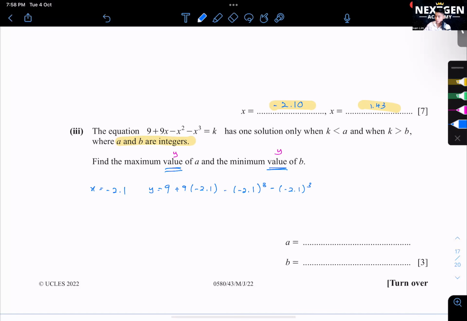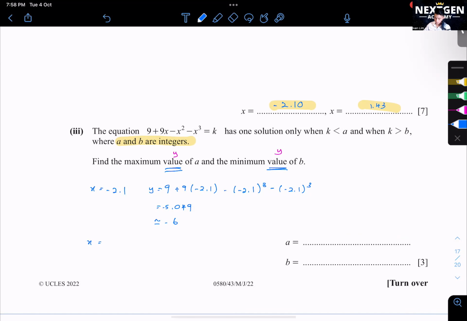2.1 cube. Okay, you will get negative 5.049. This one you have to be careful because you see, it's smaller, right? The k value is smaller than this, so you need to make it negative 6 for the integer.